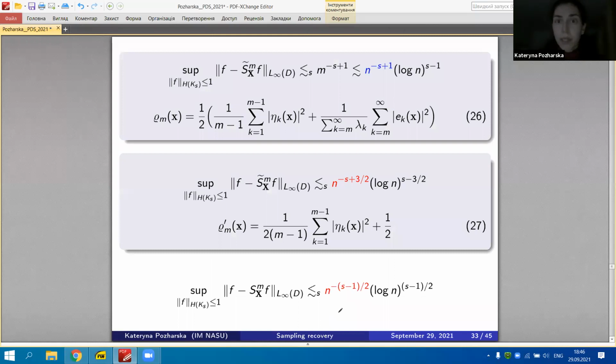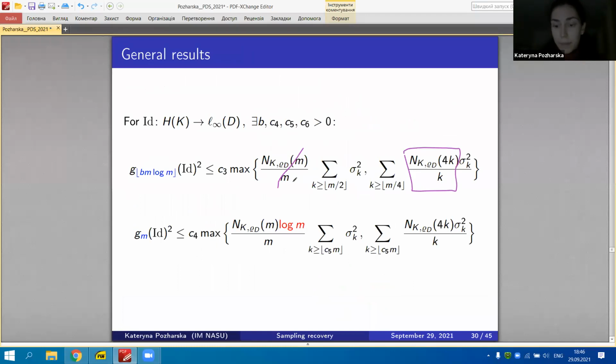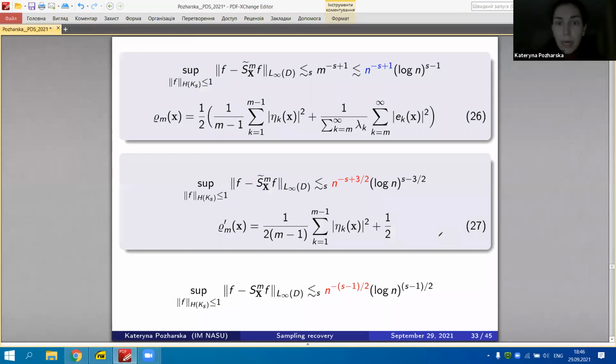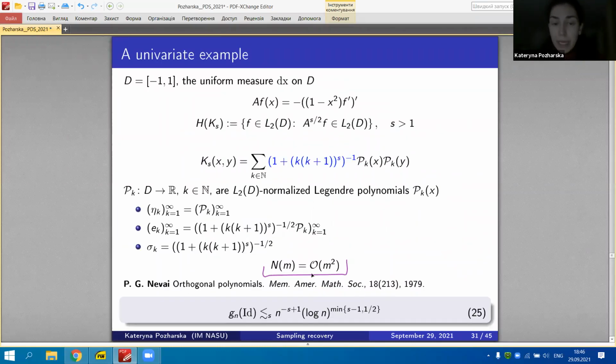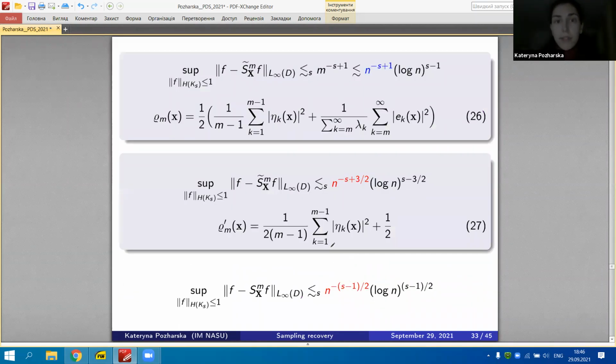And just to compare, in the previous examples, there was no difference between this weight function rho m and rho m prime, because if n of m is of order m, everything is fine. But in this example, n of m behaves like m squared, and here we have a difference. If we consider this big weight function, our worst-case error is n to the minus s plus 1 in the main order. And if we move to the simpler weight function, where we have 1/2 instead of this big second term, then we have not plus 1, but plus 3/2, which is worse.